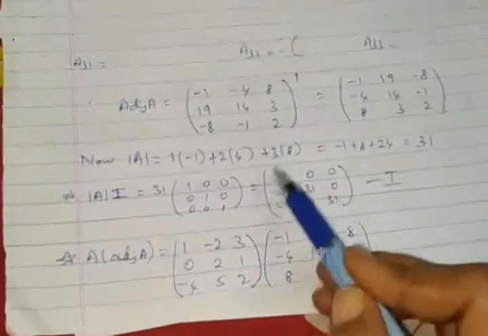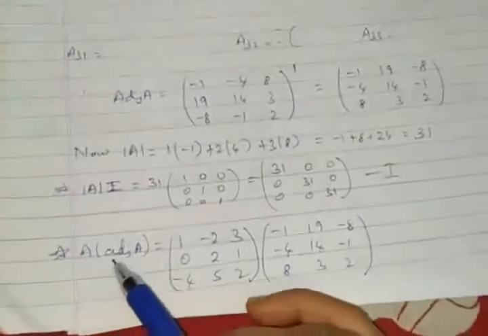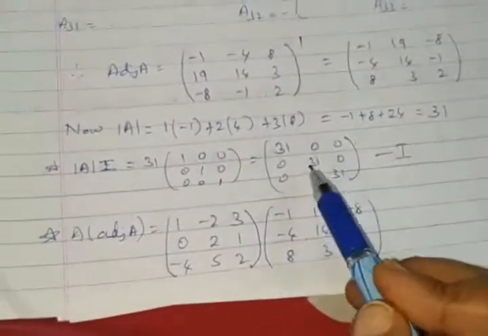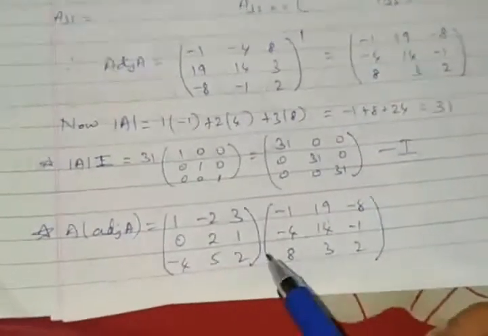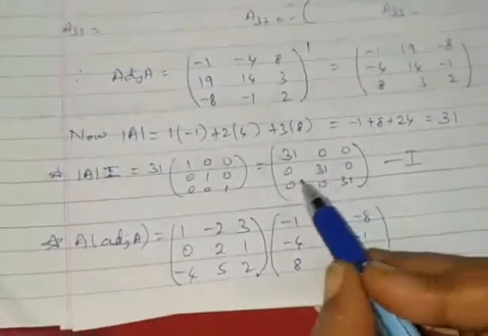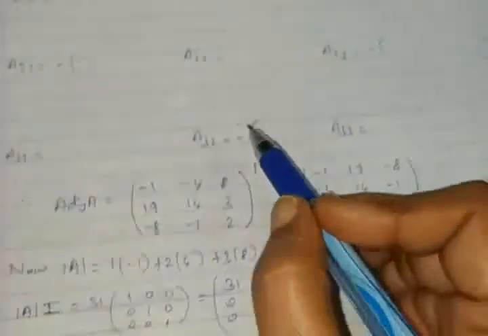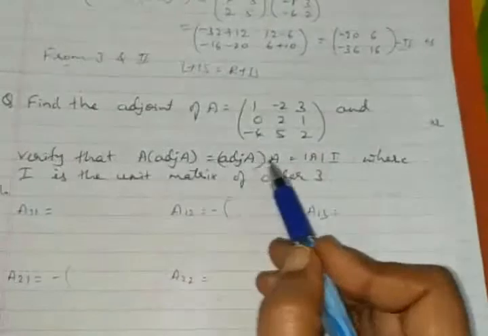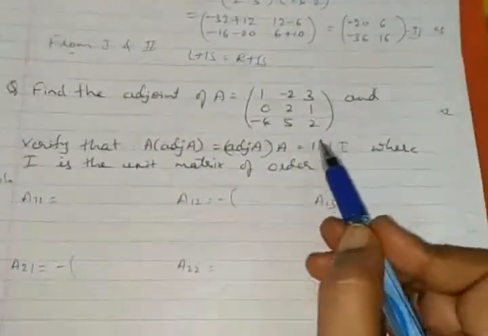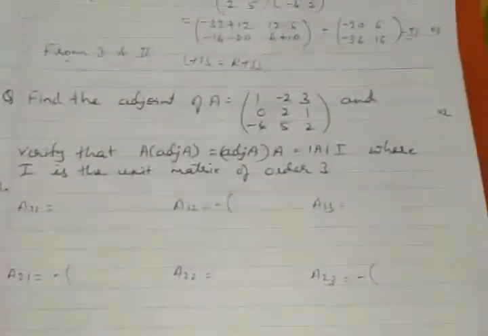So this result you must remember: when you perform A into the adjoint of A, you should get this result. If you're not getting it, you've gone wrong somewhere in the calculation of this. Be careful about the calculation part also. Whereas you can set your mind, this should be the answer. That's why, while verifying this property, first go for the determinant value into I, perform this and keep it ready.